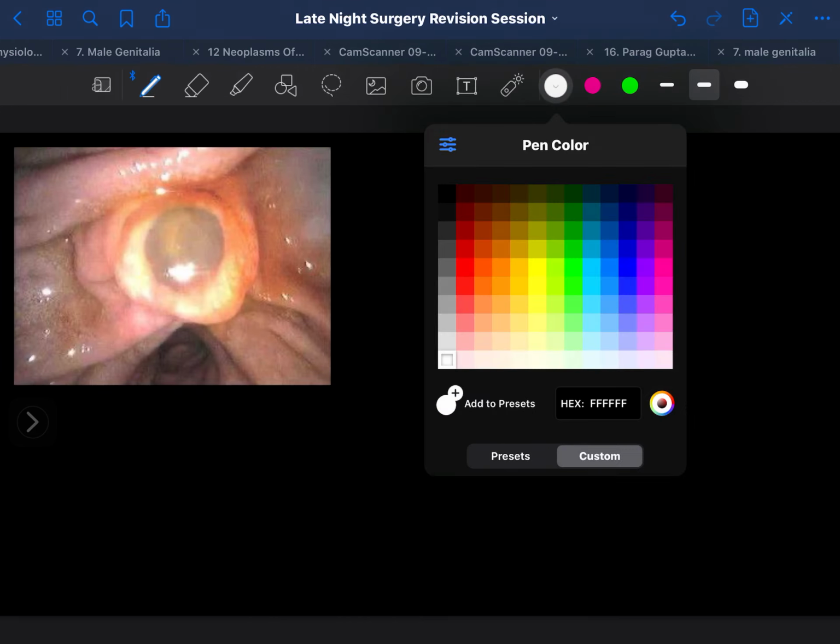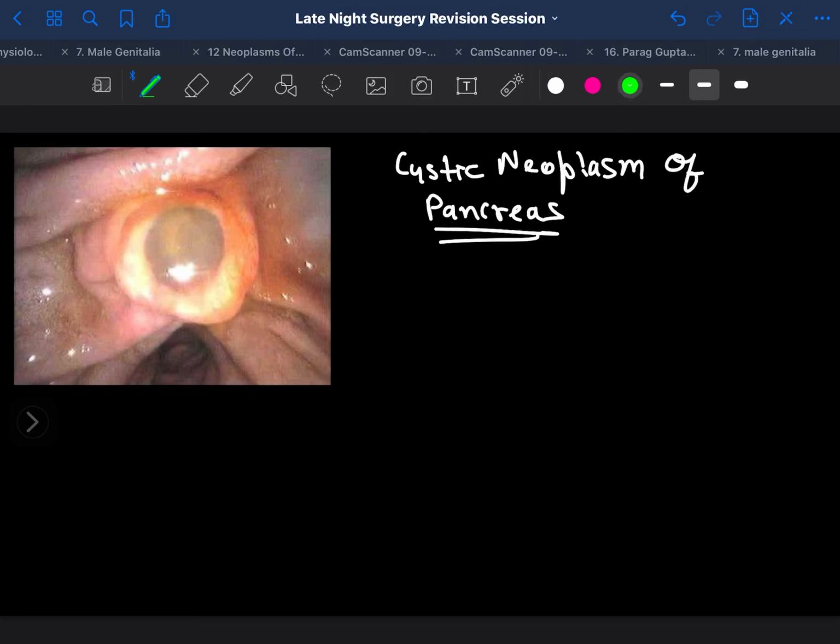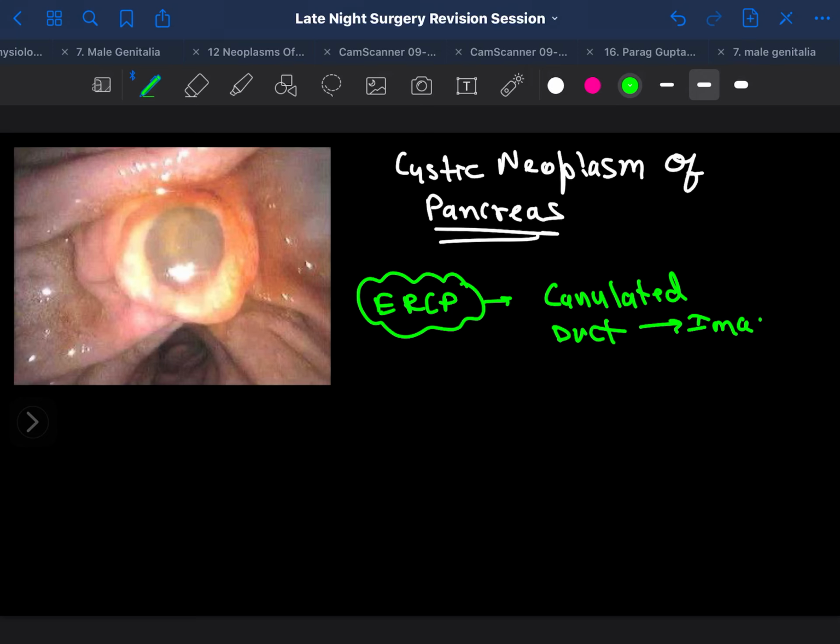The next question which we have is, there is a patient who is having a cystic neoplasm of the pancreas. What did you do? You performed an ERCP in this particular patient, and as soon as you cannulated the duct, you found an image like this. The image of that particular ERCP is given to you. So what are you basically seeing over here?